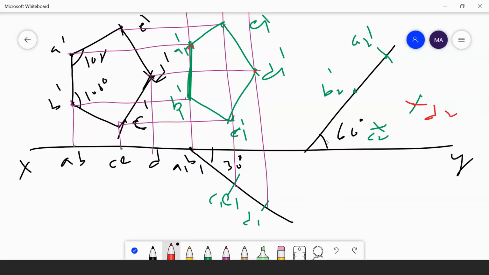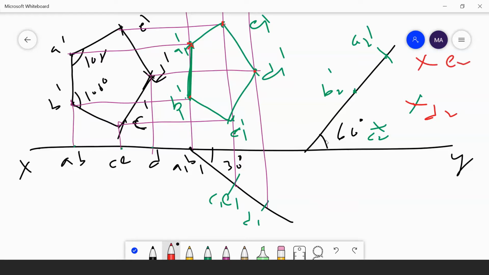Similarly, measure the distance from B1 to E1. Okay, draw the arc from B2. Understand? Draw the arc from B2. Similarly, measure the distance from A1 to E1. Take A2 as a center. Cut this arc. We will get an E2 point.